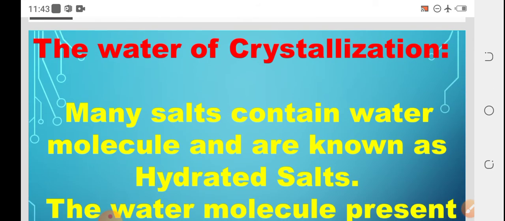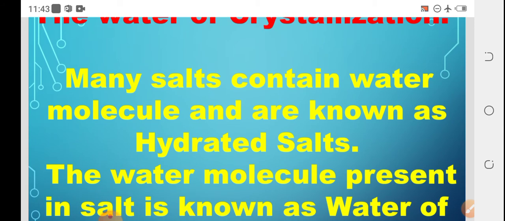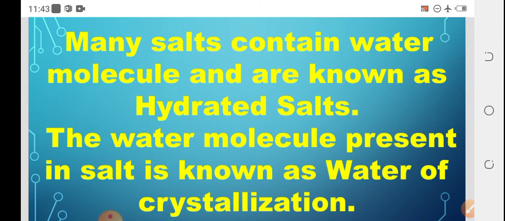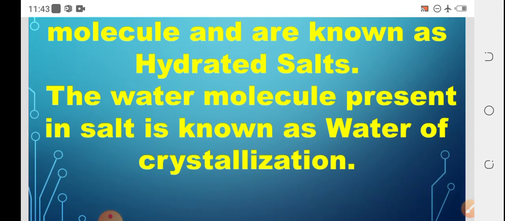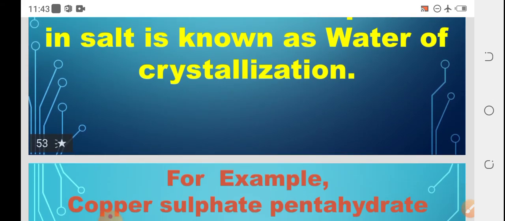So here you have the water of crystallization. What is water of crystallization? Many salts contain water molecules and are known as hydrated salts. So the salts having water molecules are called hydrated salts. The water molecule present in a salt is known as water of crystallization.